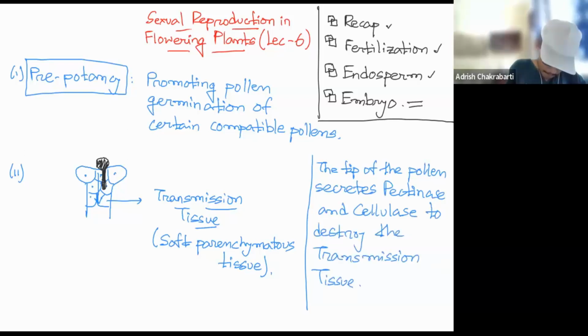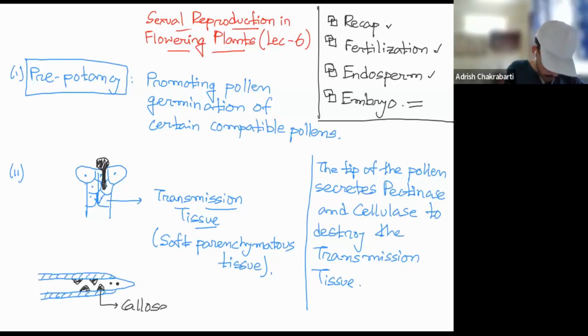And the next is the structure of the growing tip of the pollen tube. It's something like this. I'm drawing the diagram and then I'll explain. Callose plugging. This is the cell wall.